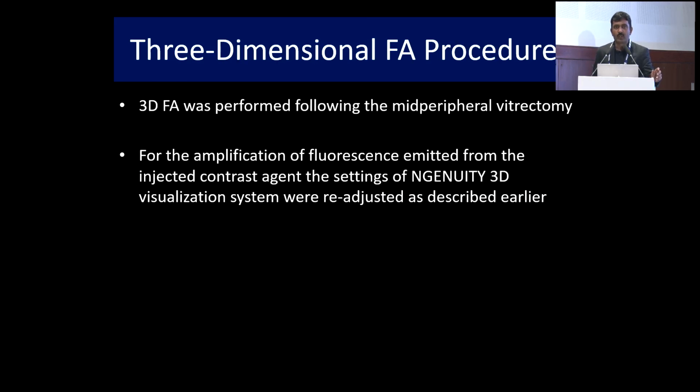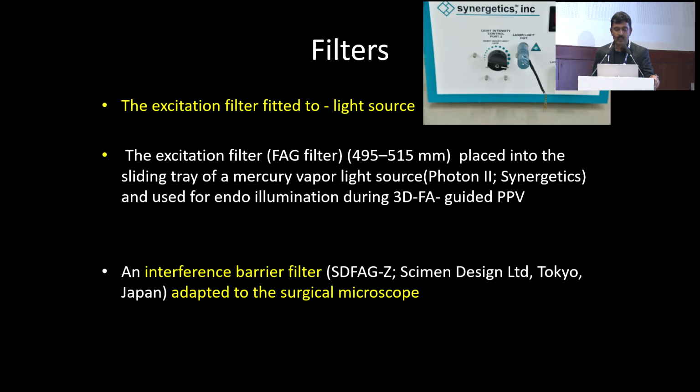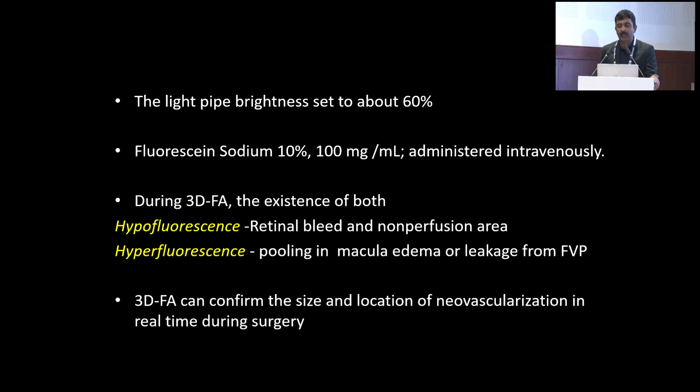3D FA is performed after a mid-peripheral vitrectomy, for the amplification of fluorescence emitted from the injected contrast, and settings of the engine are adjusted as shown previously. Basically, you need an excitation filter and the barrier filter. The excitation filter can be fitted to the light source as shown here. There will be a tray or a slide in the synergetic light system which can be used as an excitation filter. The interference filter can be fitted into a microscope, but the light pipe brightness should be reduced to about 60%, and you can inject intravenous fluorescein angiography.